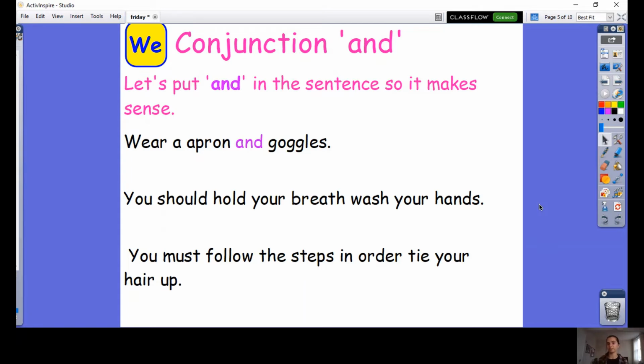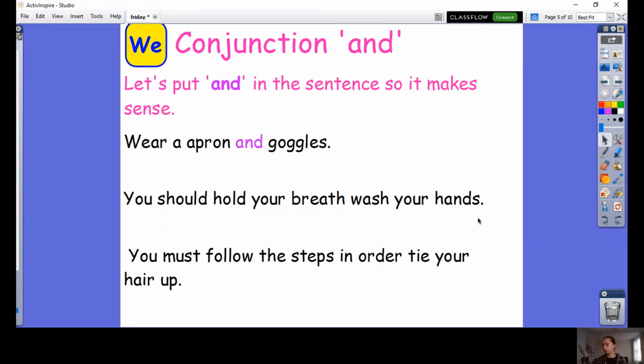Did you write it down? Excellent. Let's go through the answer. You should hold your breath, wash your hands. What is our first key tip in that sentence? We should hold our breath. What's the other key tip? You need to wash your hands.